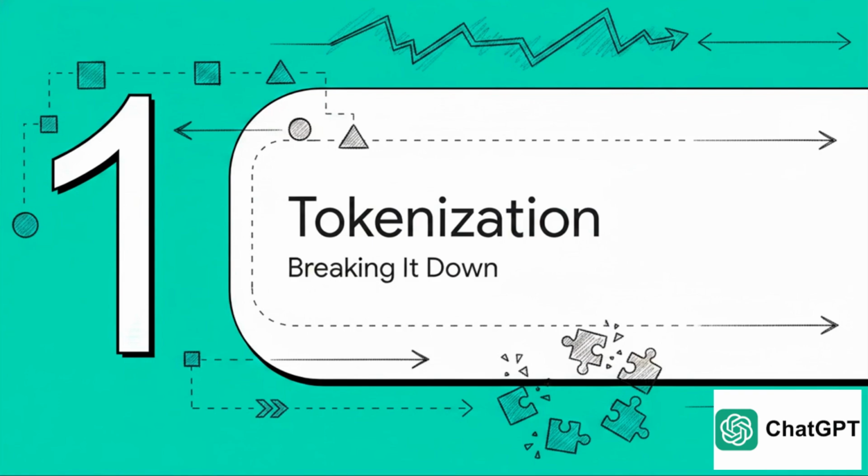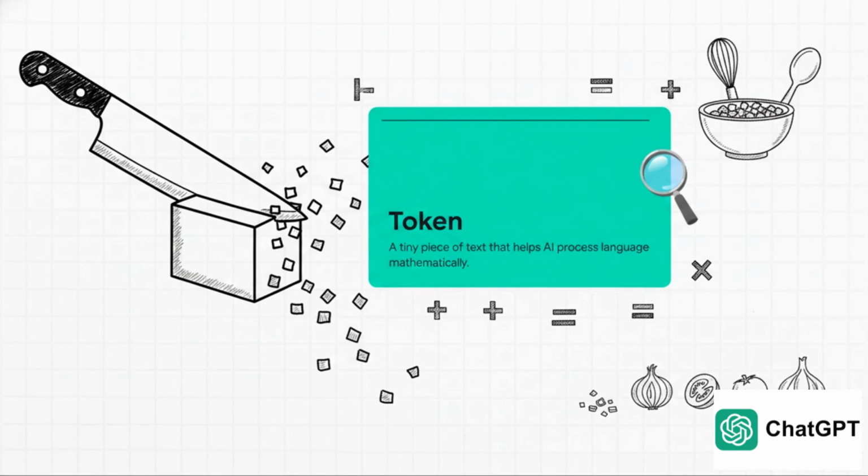Section 1. Tokenization. Breaking it down. See, before ChatGPT can even begin to process your message, it has to chop it up. Think of it exactly like prepping for a really complex meal. You wouldn't just throw whole, uncut, raw vegetables into a pan and expect a gourmet dish, right? You have to chop the onions, dice the tomatoes, mince the garlic. Tokenization is the AI doing exactly that. It breaks your text into tiny, manageable pieces called tokens. Now, a token could be a whole word, part of a word, a symbol, or even just a number.